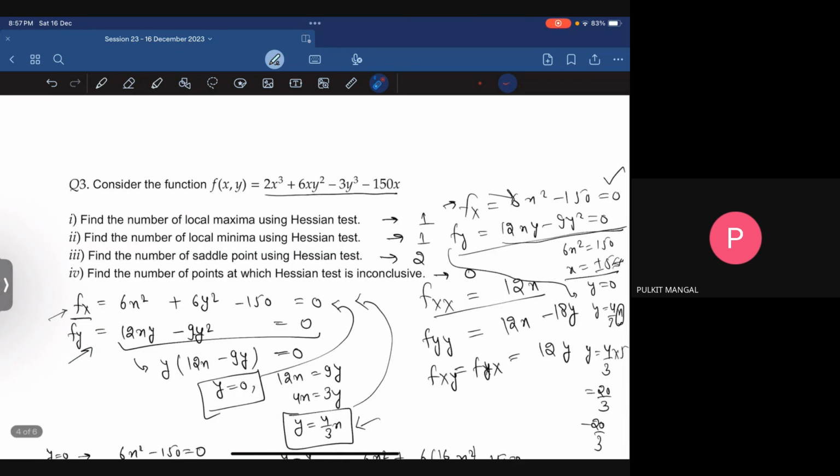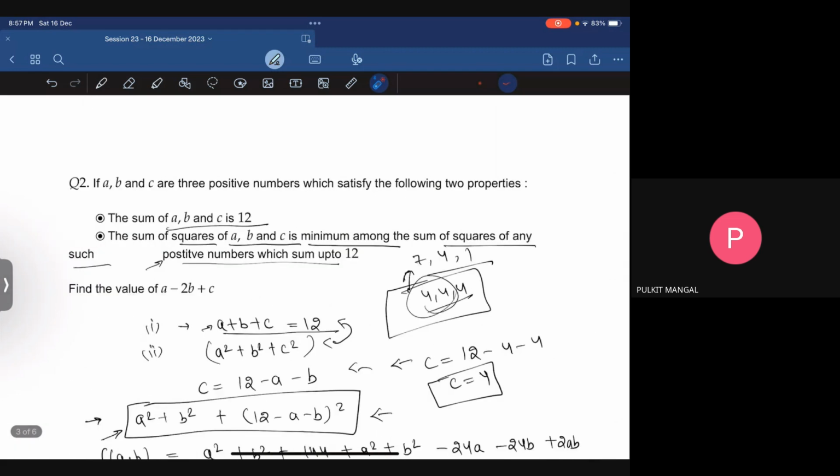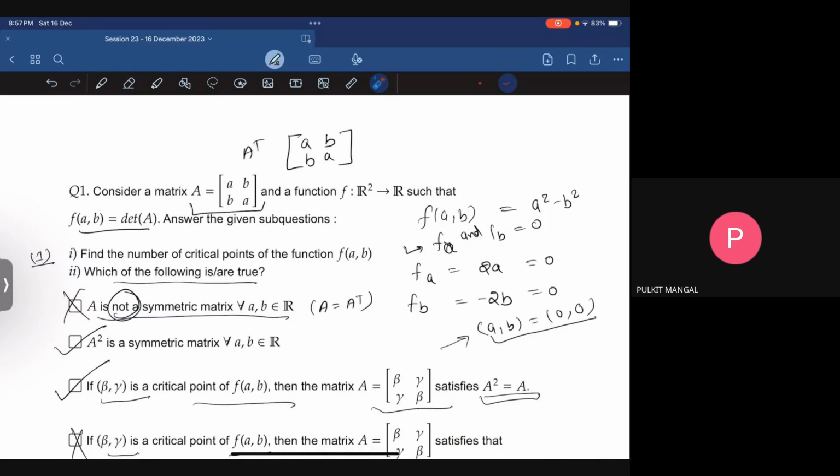Another would be simple questions of this type, where one function is given and you need to find the local maxima, minima, saddle point, or the Hessian matrix at that point. Yeah, these are the most general types of questions asked on the week 11 topics.